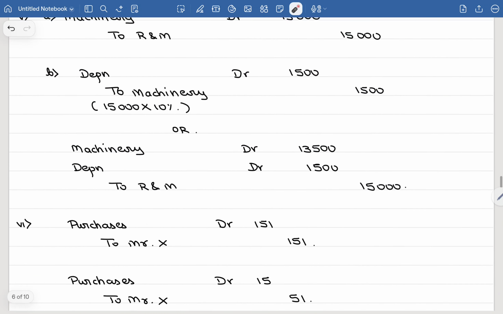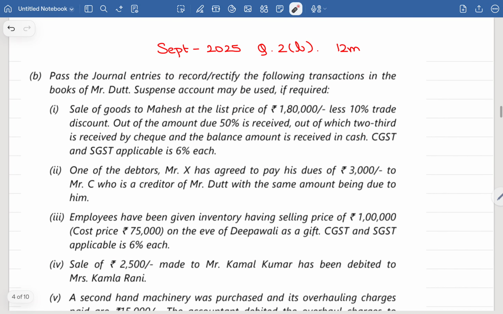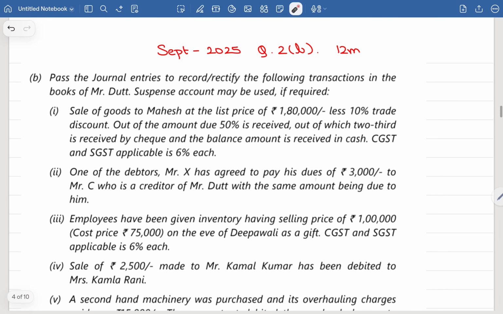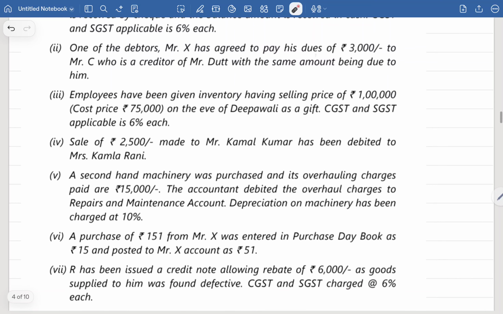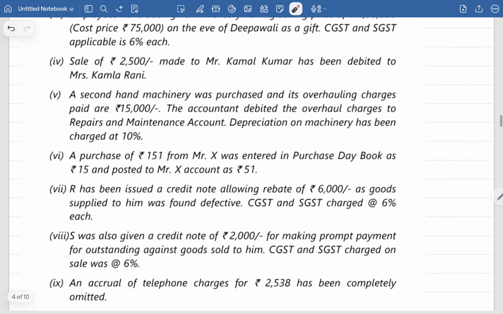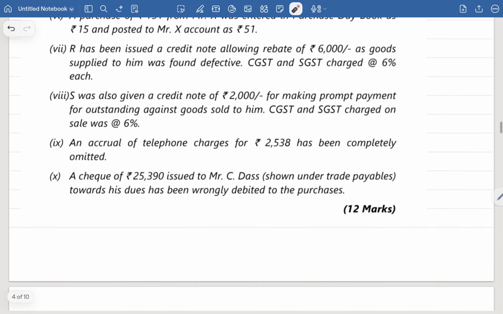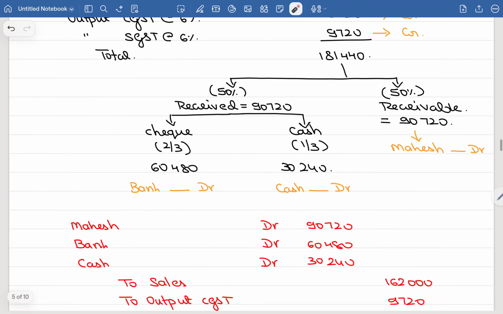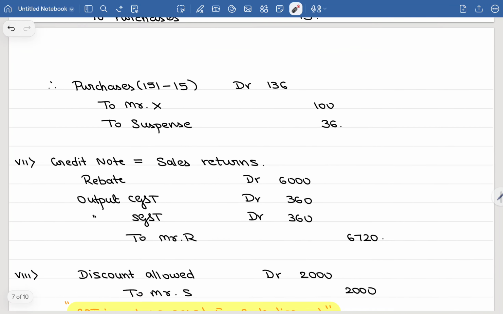These are the rectification entries for your question number 2B of the September 2025 question paper. This question was asked for 12 marks. In this question, entry number 1 is very important. Entry number 3 is important, where you have to reverse the GST also, which you have to remember. And entry number 7, rebate, is important. Other points are very easy, which you can easily calculate when it comes to rectification of errors.